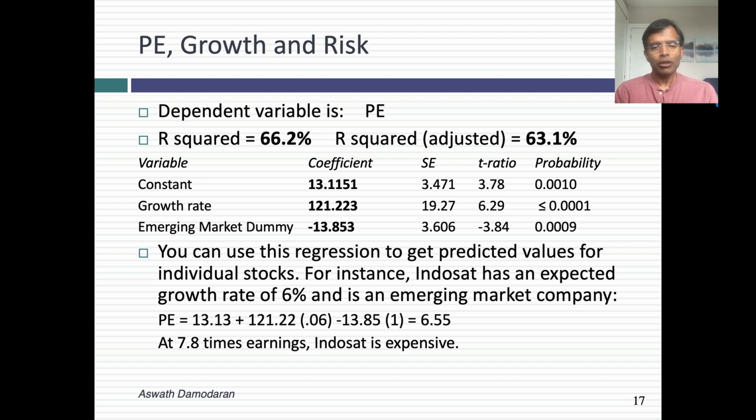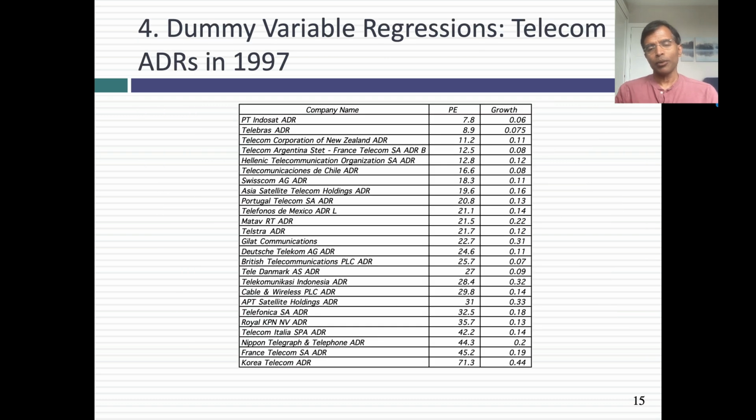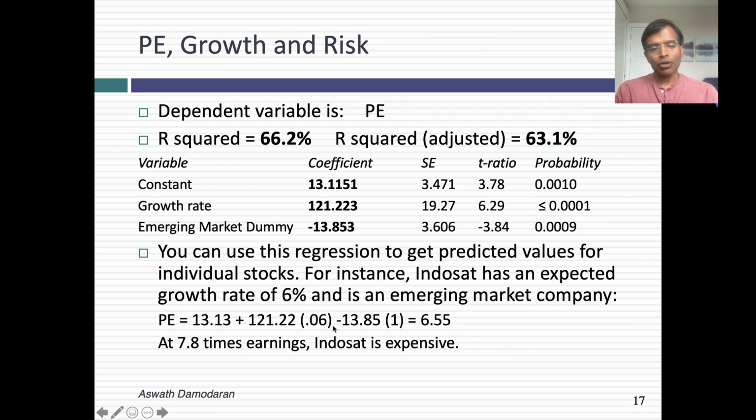You say, what point is there to running this regression? Remember Indosat, the Indonesian telecom company, looked cheap because it was trading at 7.8 times earnings. If you go back 2 pages, that was the lowest number. If I plug in the growth rate for Indosat, which is 6%, the fact that it's an emerging market company, into my predicted value, I get a predicted PE ratio for Indosat of 6.55. Based on its low growth and its high risk, this regression is telling me Indosat should trade at 6.55 times earnings. At 7.8 times earnings, Indosat is not cheap, it's expensive.